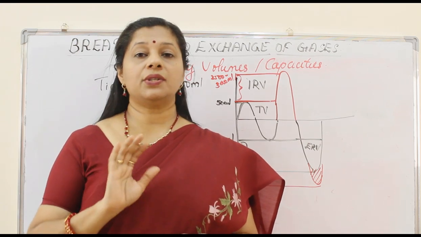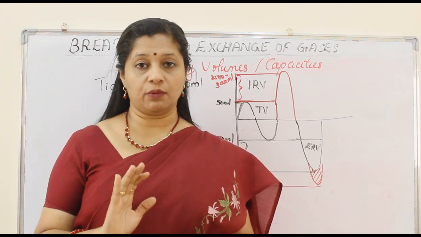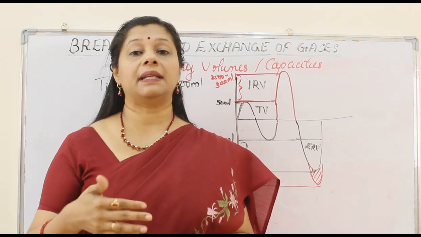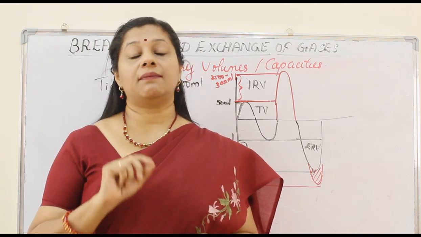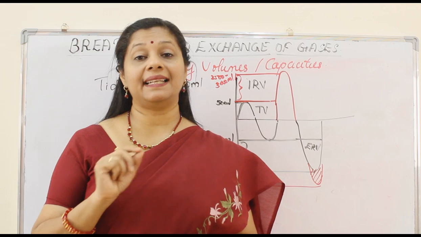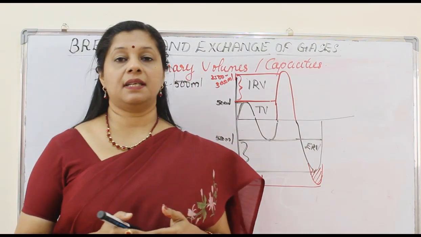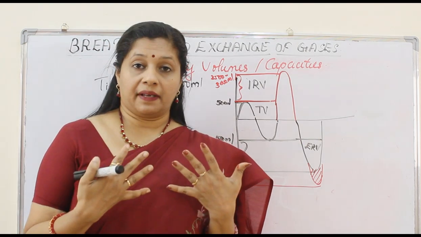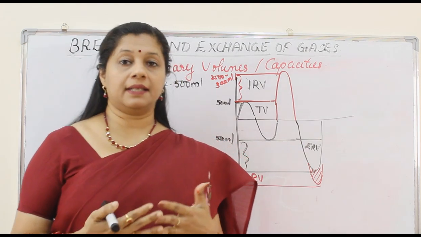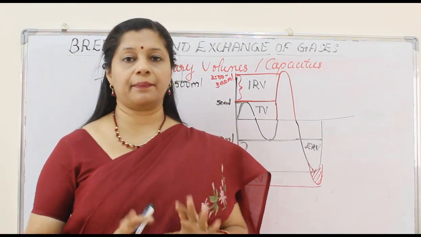Understood? Now once you are comfortable with these pulmonary volumes, we will move on to pulmonary capacity, because we get the pulmonary capacity by adding these volumes. Now coming to the first one, inspiratory capacity. What is the total volume of air I can inhale? Suppose a normal exhalation happens.